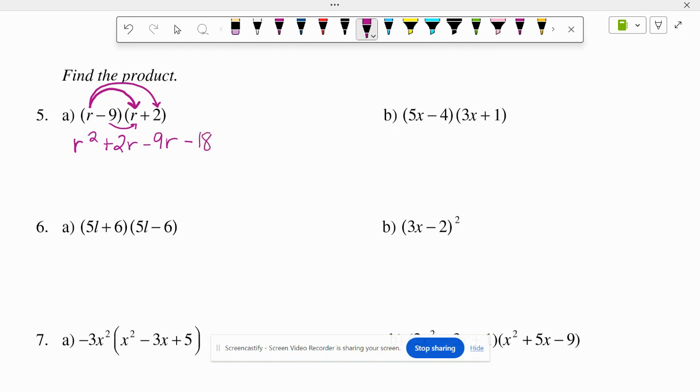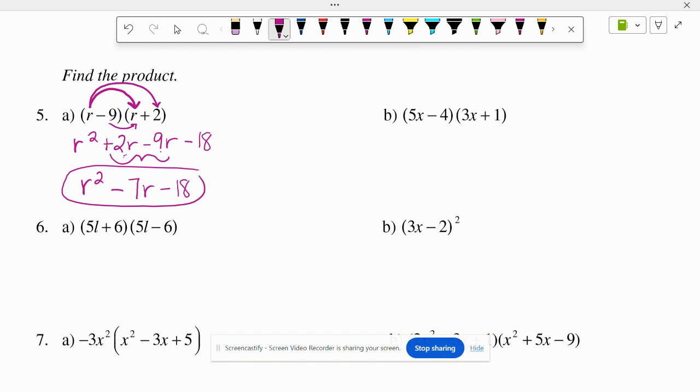Uriah, final answer, simplified. Combine your like terms. What do you get? So I have a positive 2 and a negative 9. What's positive 2 minus 9? Negative 7R, right? 9 is bigger, so you keep the sign of the larger. Okay. So R squared minus 7R minus 18.